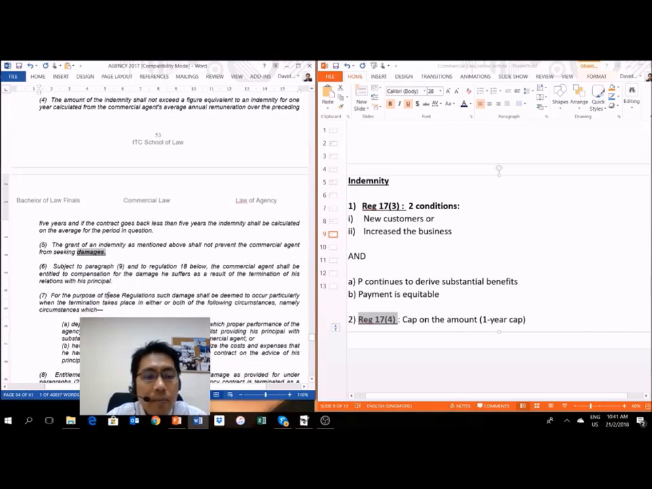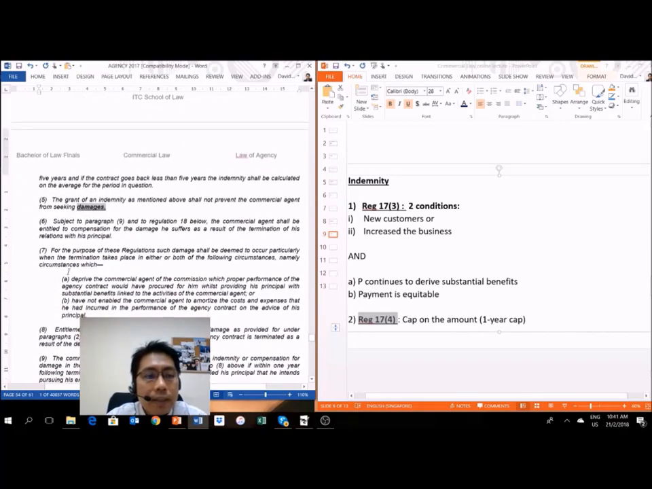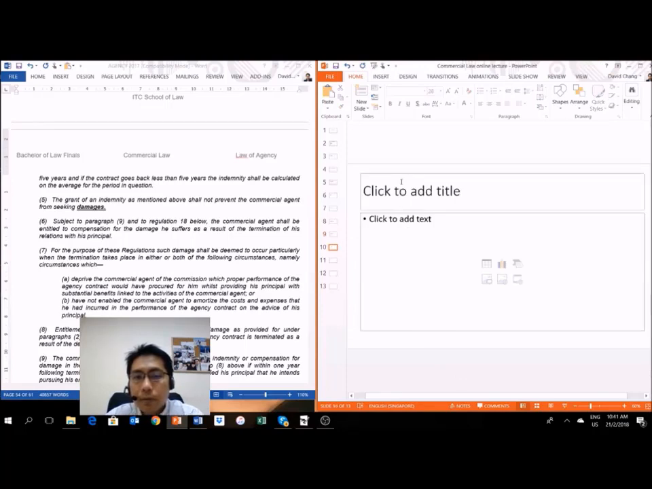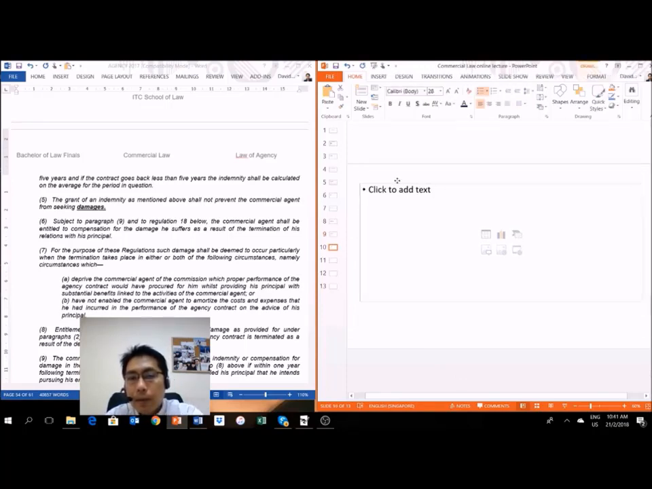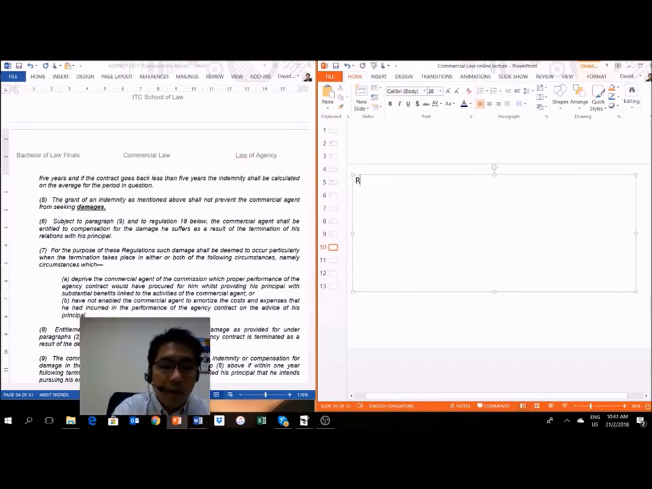Now moving on further to compensation. And this is by virtue of Regulation 17, subsection 7. So you find that for compensation, this will be regulated by different subsections. Still 17, of course, but in particular, the main starting point for us now is Regulation 17.7. And what 17.7 does is, again, laying down for us certain conditions.